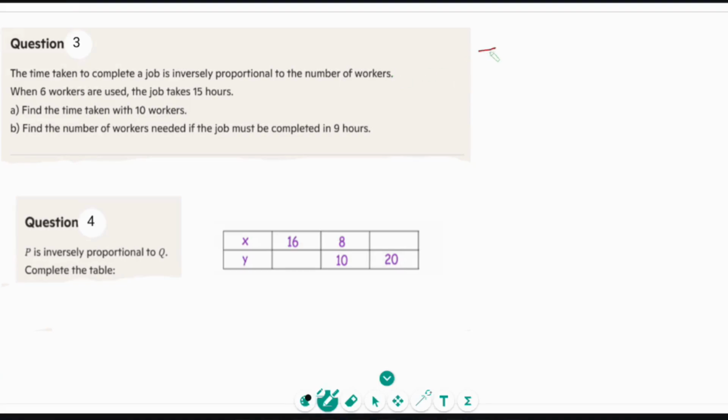Okay, question 3 and 4. 3, we have the time taken to complete a job is inversely proportional to the number of workers. So T is equal to K over N. When 6 workers are used, the job takes 15 hours. So the time taken is 15 and the number of workers is 6. So to get K, times both sides by 6, K is 90. So our formula is T is equal to 90 over N.